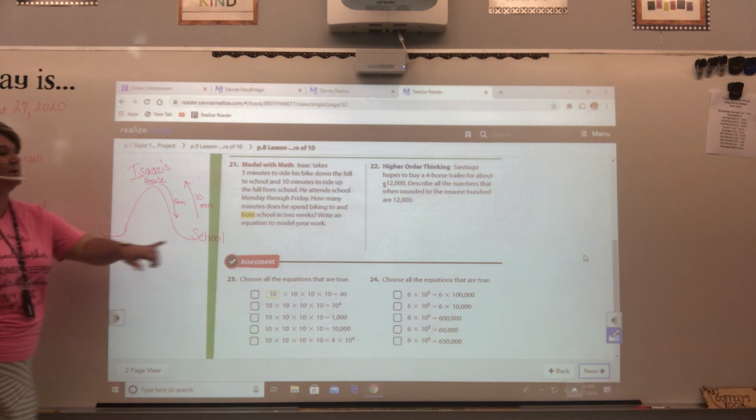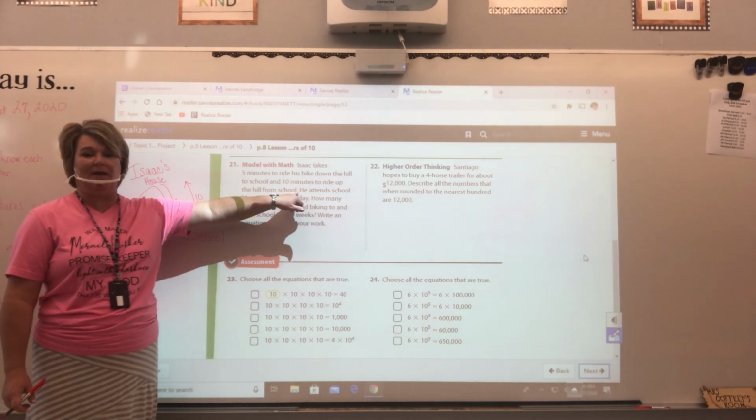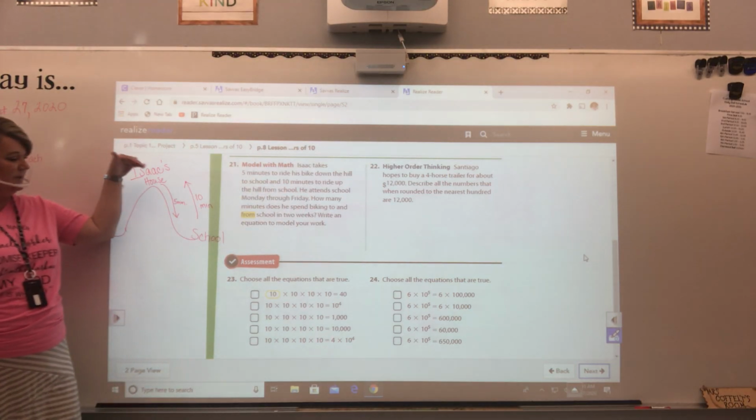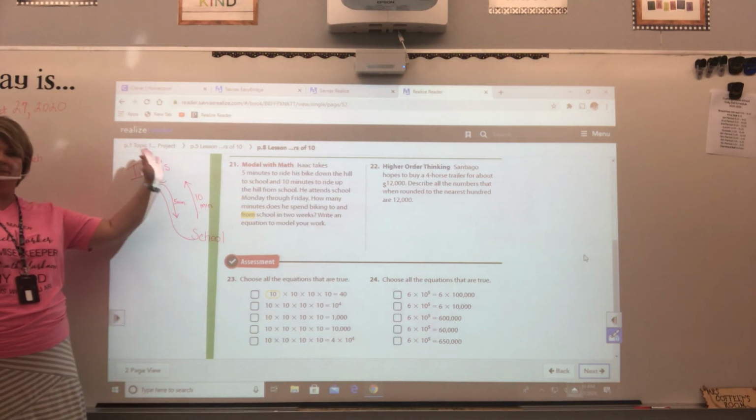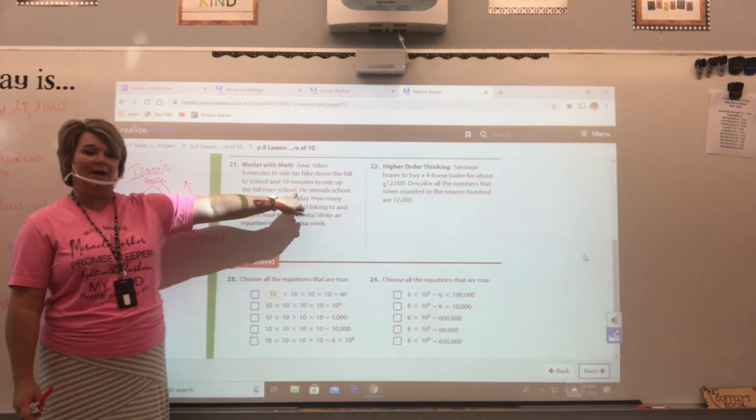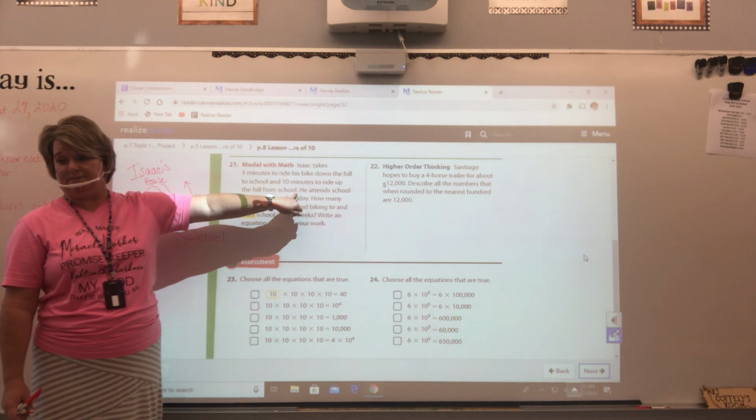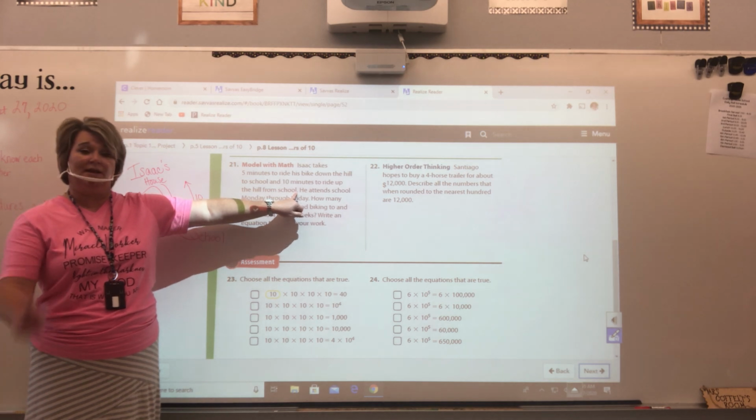Okay, so I'm just stopping right here at this period. This is where I'm at, right here. I've gone down the hill, it takes me 5 minutes, and I go up the hill and it takes me 10 minutes. So I'm right here at this period. Got it? Say got it. Okay, that's where I'm stopping so far. Okay, so let's think about this.